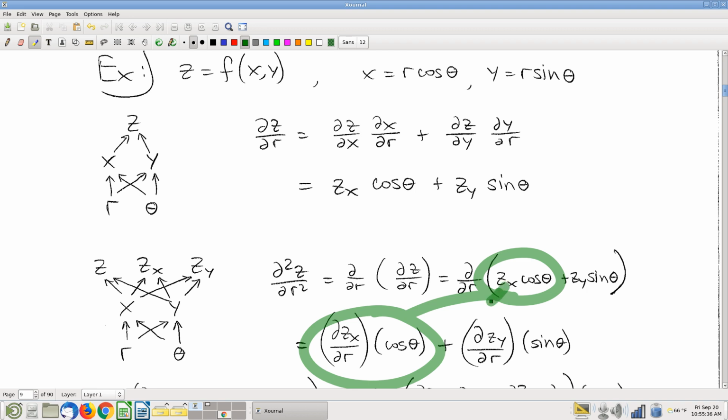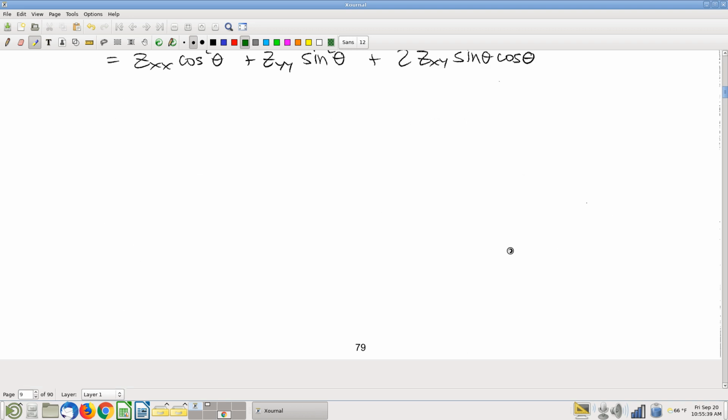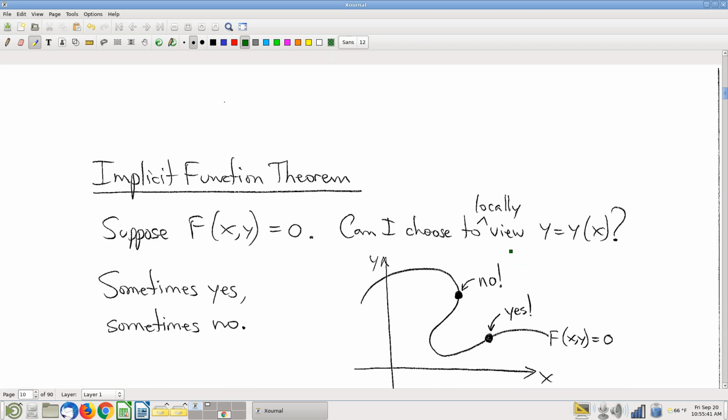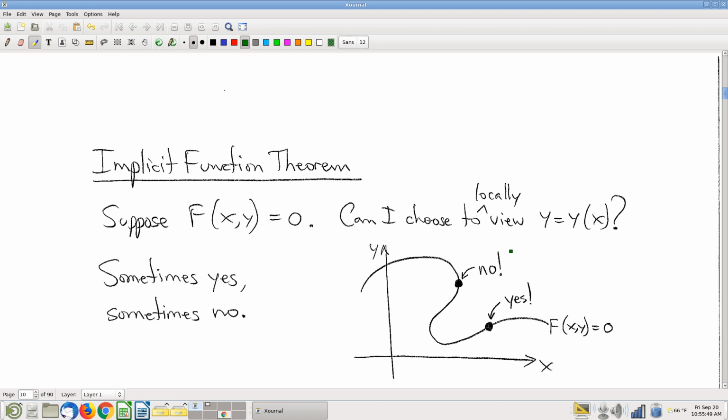Okay. All right. So the last thing we're going to talk about in the chain rule. By the way, chain rule is a big section. It takes a long time to get through the chain rule stuff. I want to talk about the implicit function theorem.